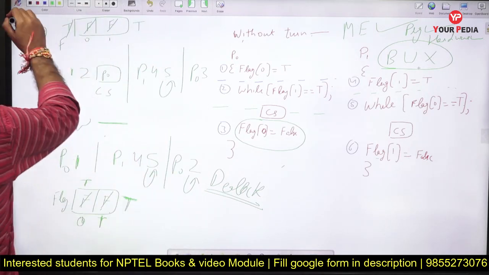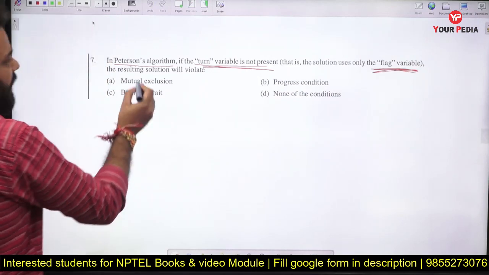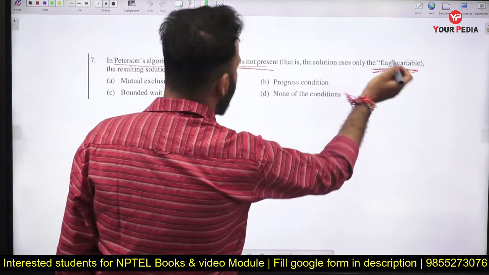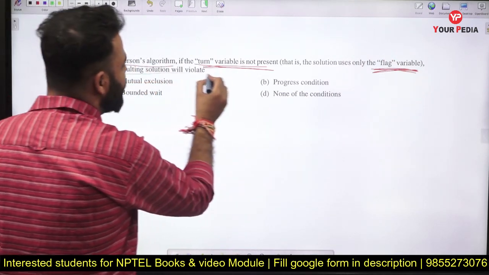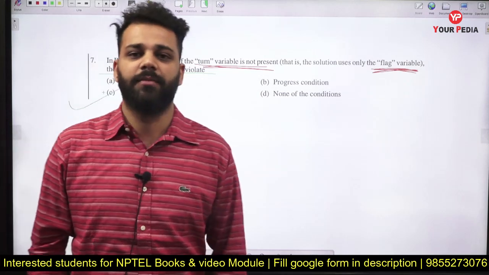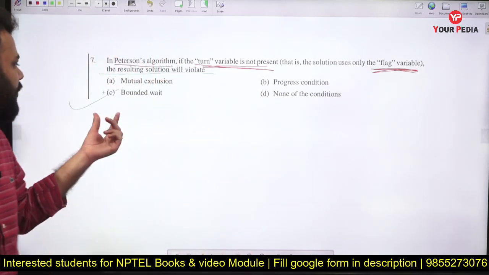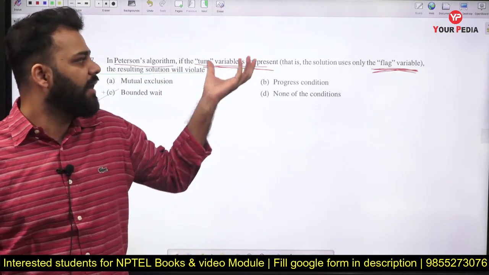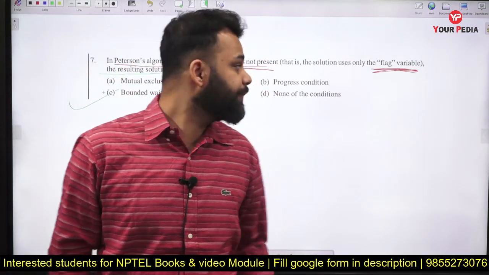So the answer to question number 7 is: in Peterson's algorithm, if the turn variable is not present and the solution uses only the flag variable, the resulting solution will violate which condition? Bounded wait. So the correct option will be C, bounded wait will be violated. So I hope you understood the concept of Peterson's algorithm and how the turn and flag variables work.